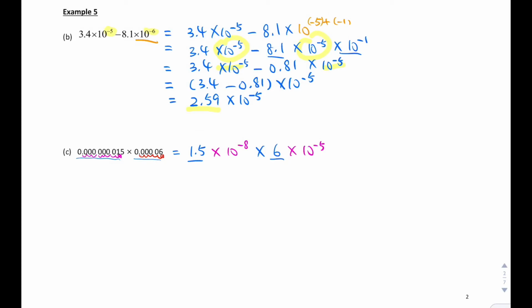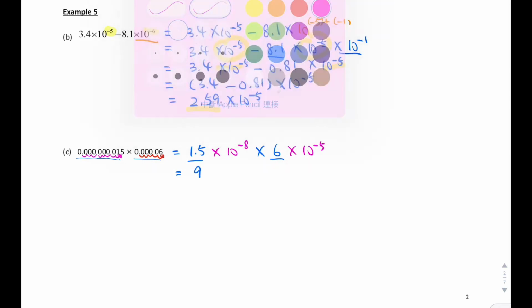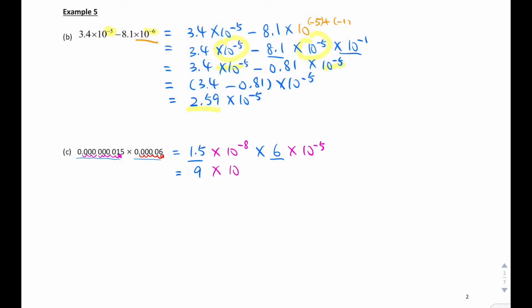And for the values, 1.5 times 6, you get 9. And then for the powers of 10, we have 10 to the power of negative 8 plus negative 5. So finally, you have 9 times 10 to the power of negative 15.